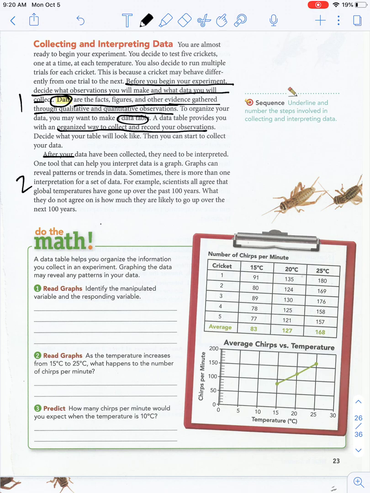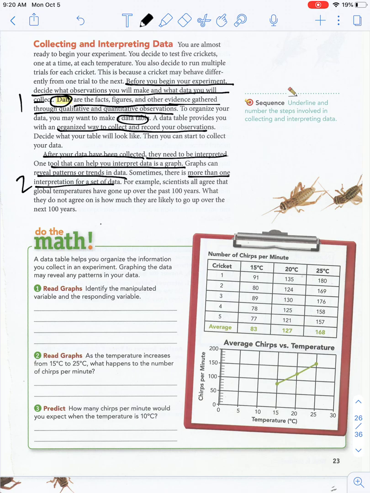So I want to remember that after my data has been collected, it needs to be interpreted. I want to know that one tool could be a graph because they reveal patterns or trends. And I want to remember that sometimes there's more than one interpretation for the data, meaning that sometimes what I see might be a little bit different than what others see.